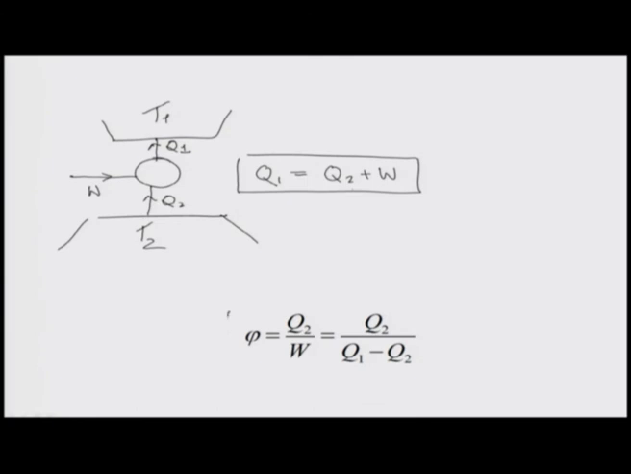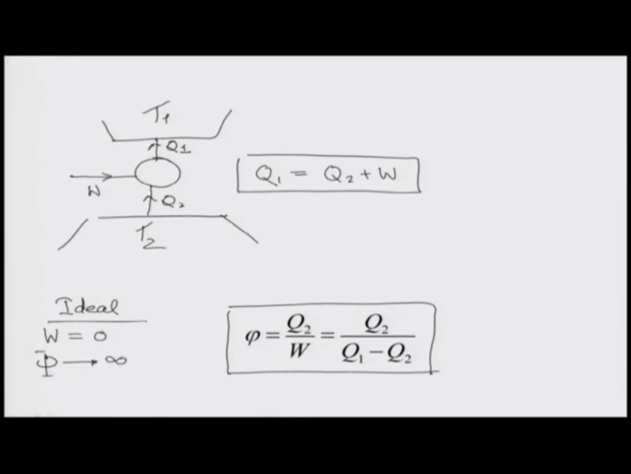Now, I have a coefficient of performance which I have defined, heat absorbed by work done. So, phi equals Q2 by Q1 minus Q2. What will be my purpose? I want to have W equal to 0, the ideal situation. I would like to have W equal to 0. If W is equal to 0, you see phi tends to infinity.